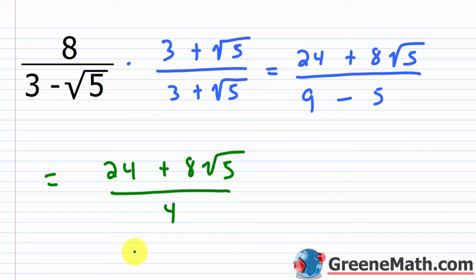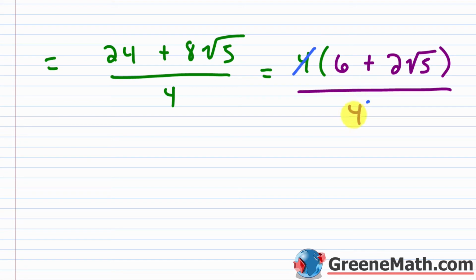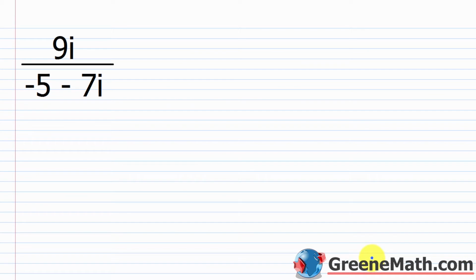Now you can simplify this further because you can factor out a 4 from the numerator. So if a 4 got factored out, inside you would have a 6 plus 2 times square root of 5. And this is over 4. I can cancel this with this, and I'd be left with a simplified answer of 6 plus 2 times square root of 5. Now, we're going to use the same thought process for this example here.